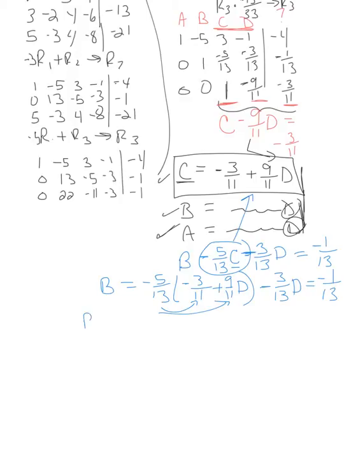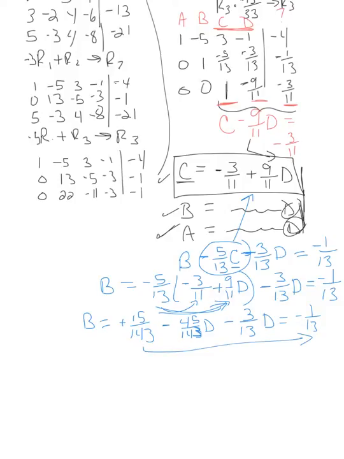So I have B equals negative 5/13. I'm just going to type this in on my calculator as we go. So I have negative 5/13 times negative 3/11 gives us 15/143. So plus 15/143. Now negative times a positive will be minus. So I need 5/13 times 9/11. That's going to be 45/143 D, minus 3/13 D equals negative 1/13.